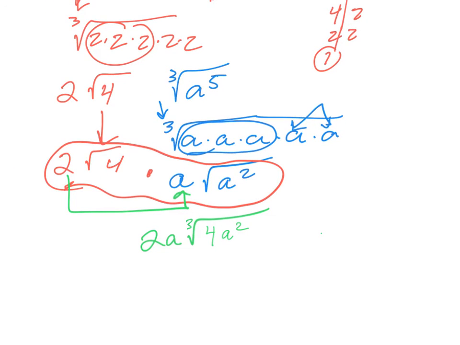Because this is a cube root, there is nothing more we can do here, because 4 could be simplified if it was a square root, but we're looking for sets of 3, not sets of 2. So this is the simplest answer that we can have.